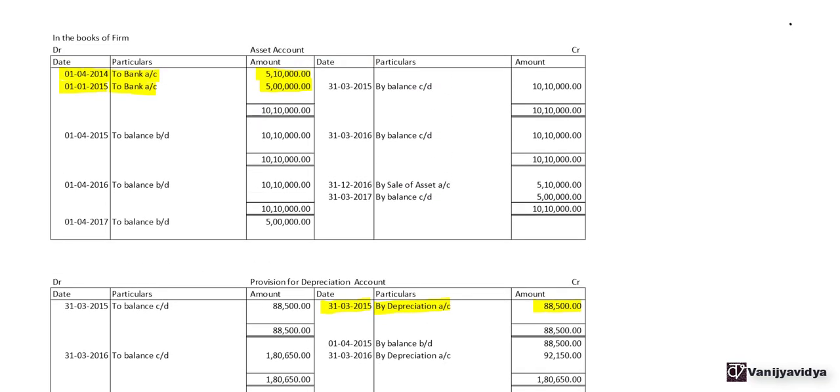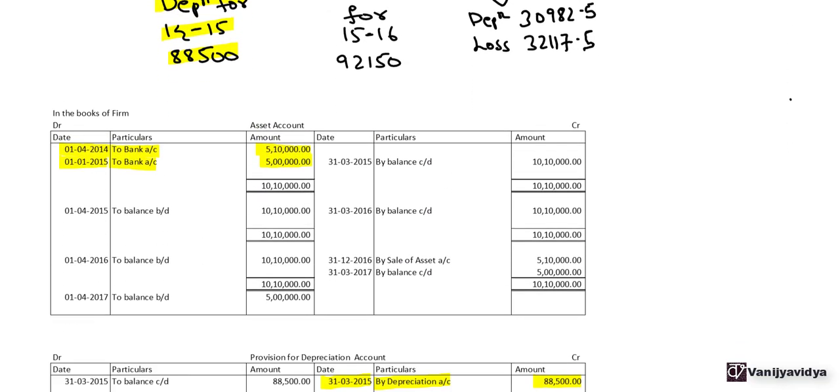Now, since there are no more transactions in year 1, we will close the books of accounts. So first, the asset account, total of the debit side 10,10,000, credit side 10,10,000. So on 31st March 2015, by balance carried down 10,10,000. On 1st April 2015, to balance brought down 10,10,000. Now here if you see, the asset account is not affected by depreciation. So the asset account will always reflect the cost of all the assets.